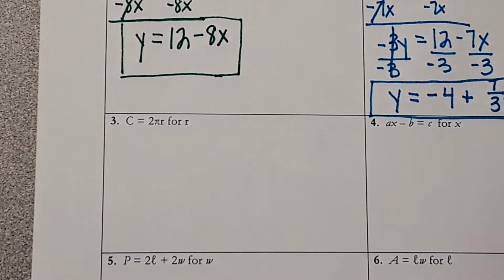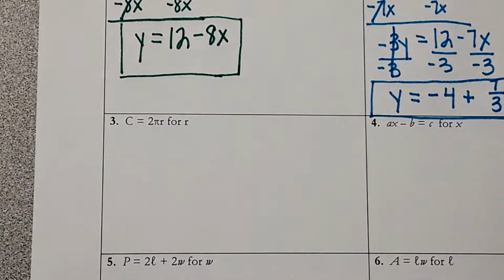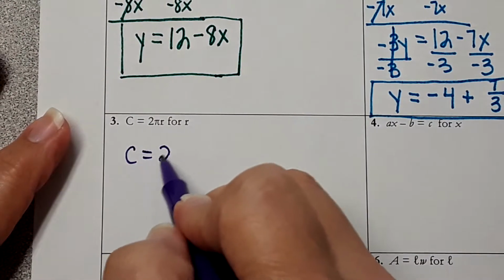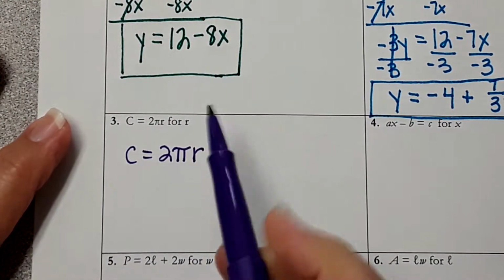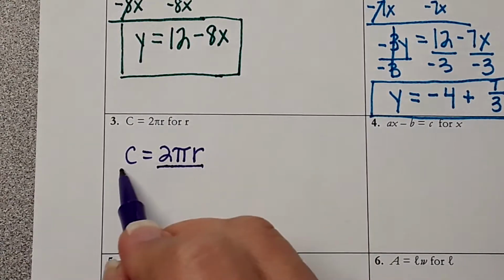Number 3, it says c equals 2 pi r. Well, notice that we're going to solve it for r. Do you notice that the 2, the pi, and the r, there's no additions, no subtraction? That's because it's all multiplication. So in order for us to get rid of it, I'm just going to rewrite this problem here. Since there's no addition or subtraction, it means it's all multiplication. The inverse of multiplication is division.